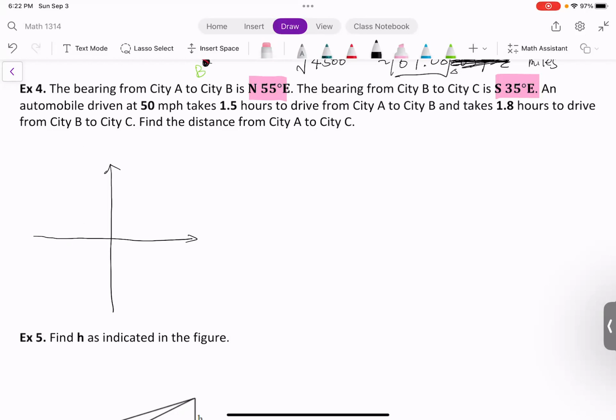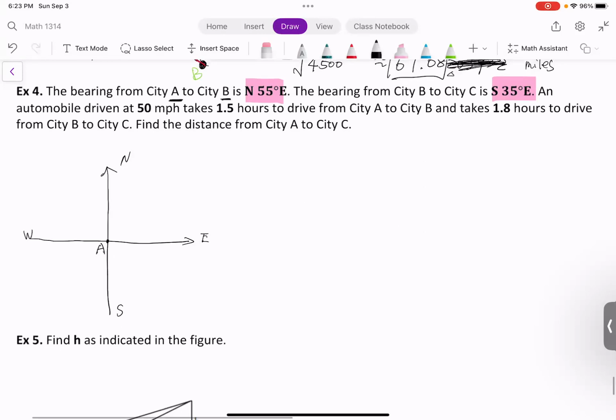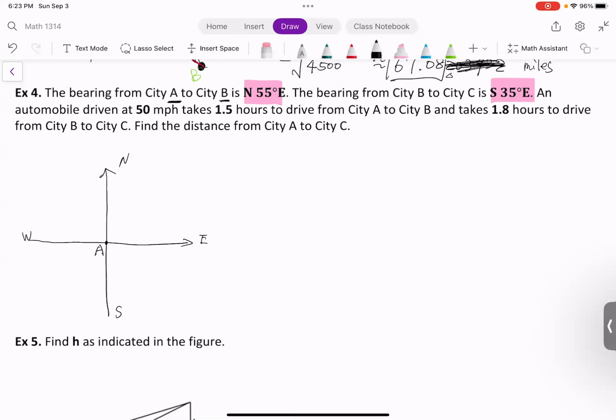All right, first, the bearing from city A to city B. From A to B, A is the initial point. We say this point is A. This is north, south, east, west. And north 55 degrees E, so the direction is like this. For example, this is point B, and because we have E, it is on this side.